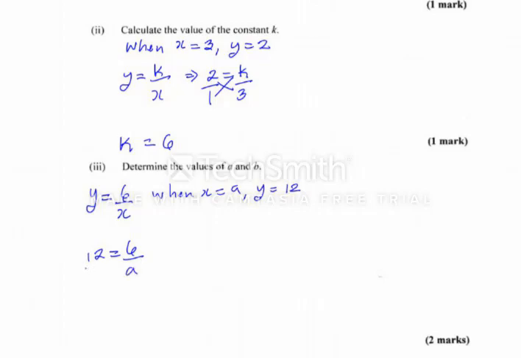If I have one fraction equal to one fraction, what I do is I cross multiply. So 12 times a is 12a. 1 times 6 is 6. Then I'm going to divide both sides by 12. So here a is equal to a half.